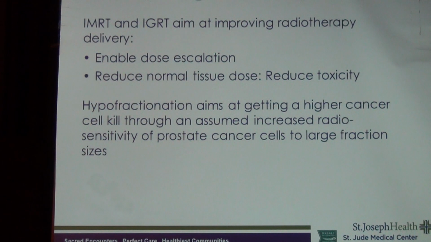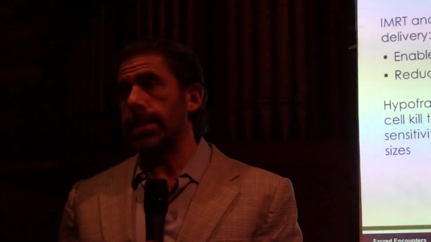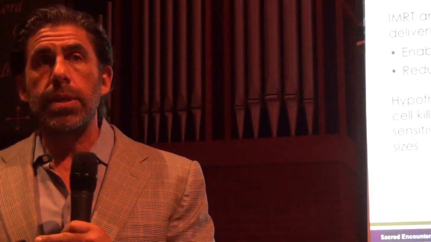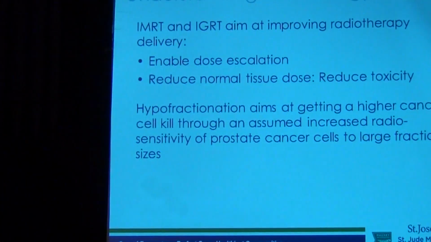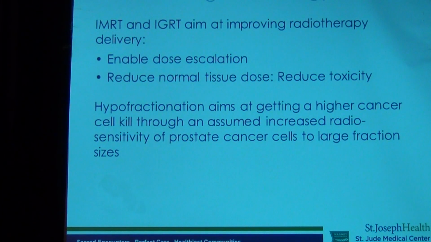Okay, and the goal of these technologies is to improve what we're doing. So IMRT and IGRT, these have been advances in technology to take what we did 20, 30 years ago and take our technology upgrades and apply it to the world of radiation. And in doing so, we can go to higher doses to get more tumor kill, but it also allows us to be more restrictive on our normal tissues. And what that means is less side effects. So higher doses, less side effects, better outcomes.